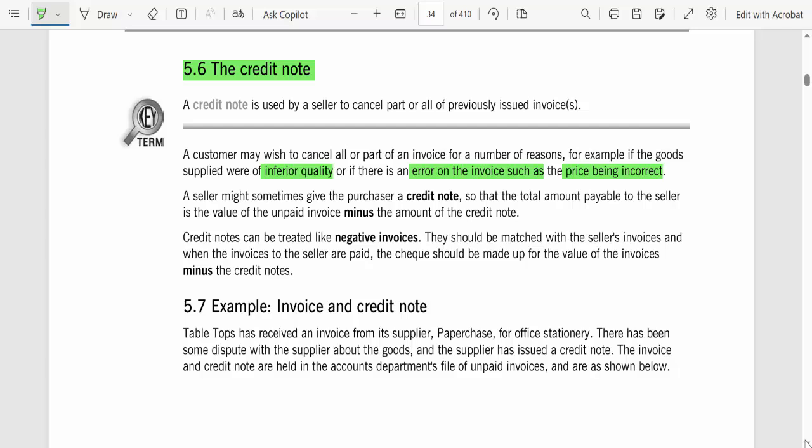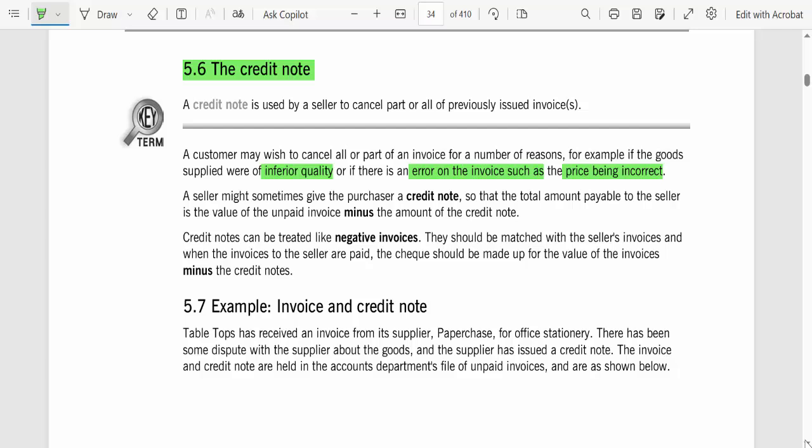When a credit note is issued, it works like a negative invoice. Instead of creating a new invoice, the seller reduces the original invoice's total, and the buyer now owes only the adjusted amount. This allows both parties to keep a clear and organized record of their transactions without having to delete or replace the original invoice.